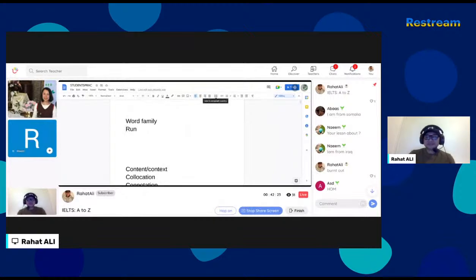Run is a verb. Also, run is a noun. Remember, verb and noun. If it is a monosyllable, then the sound doesn't change. Then we can make more phrasal verbs. Okay, let's go to the first, verb and noun. Make a sentence with run as a verb.